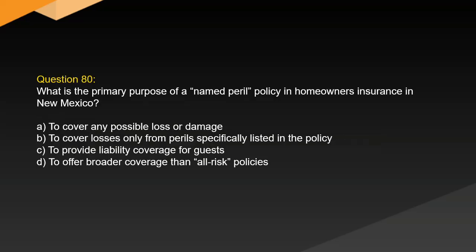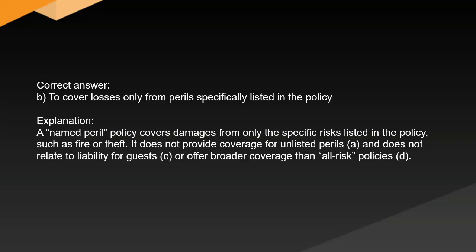Question 80. What is the primary purpose of a named peril policy in homeowners insurance in New Mexico? A. To cover any possible loss or damage. B. To cover losses only from perils specifically listed in the policy. C. To provide liability coverage for guests. D. To offer broader coverage than all risk policies. Correct answer: B. To cover losses only from perils specifically listed in the policy.